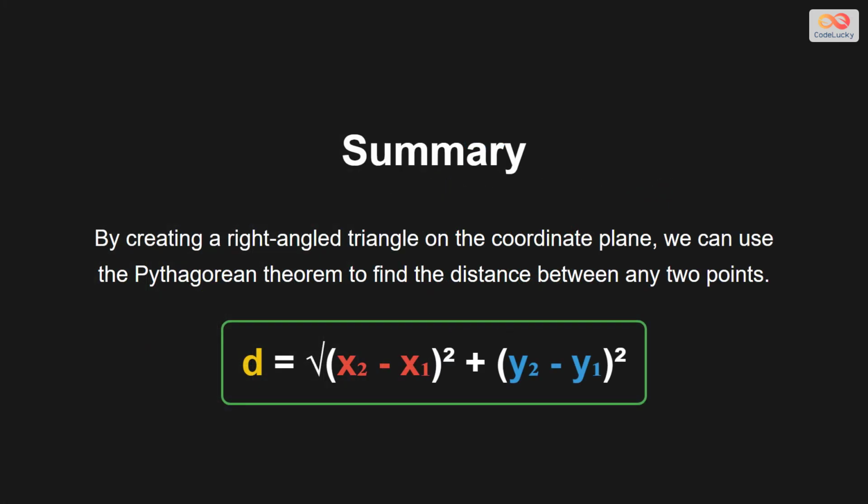So there you have it. The distance formula isn't just something to memorize. It's simply the Pythagorean theorem applied to the coordinate plane. By turning any 2 points into a right-angled triangle, we can use this ancient and powerful tool to find the distance between them.